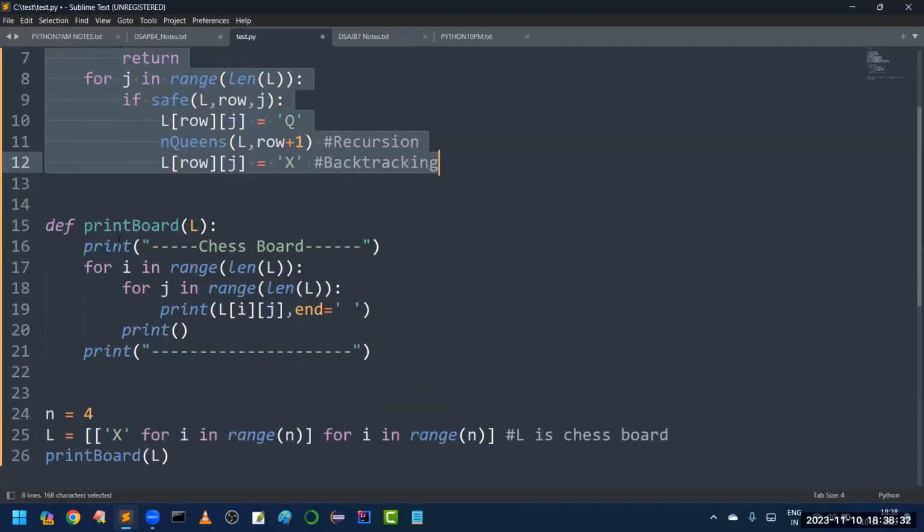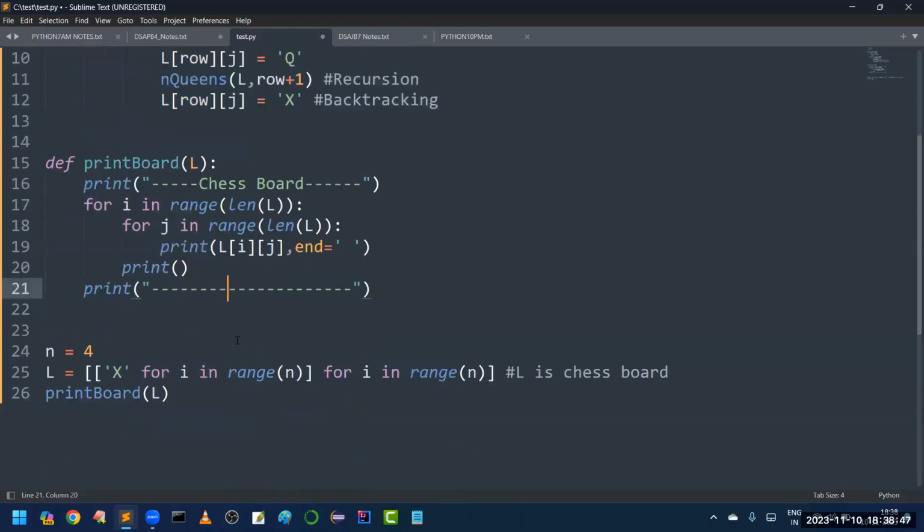After that, we also discussed the print board function. What is this print board function going to do? In the list we already have n rows, and n columns will be there, right? Those values we are going to print. Up to this we covered in the last video.